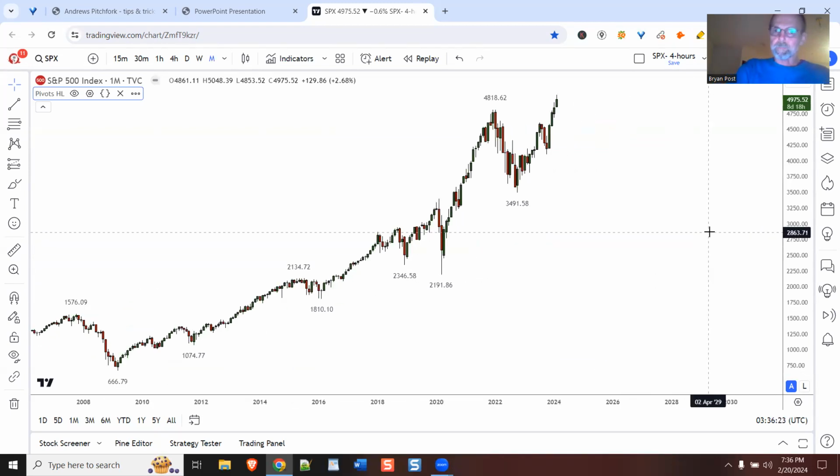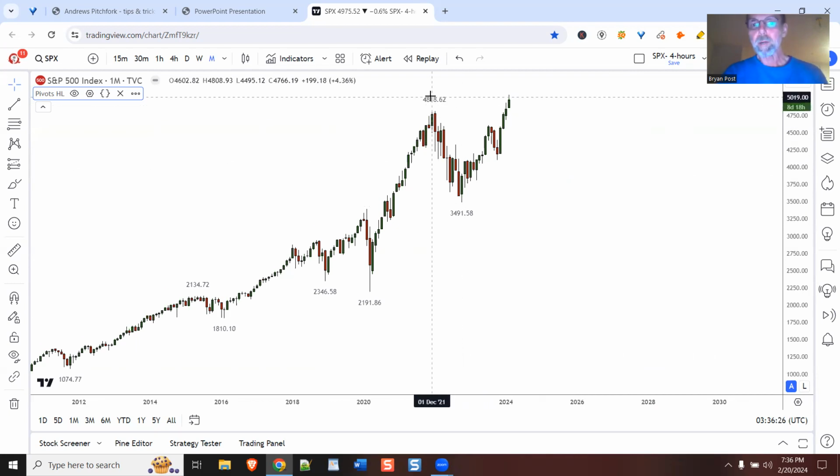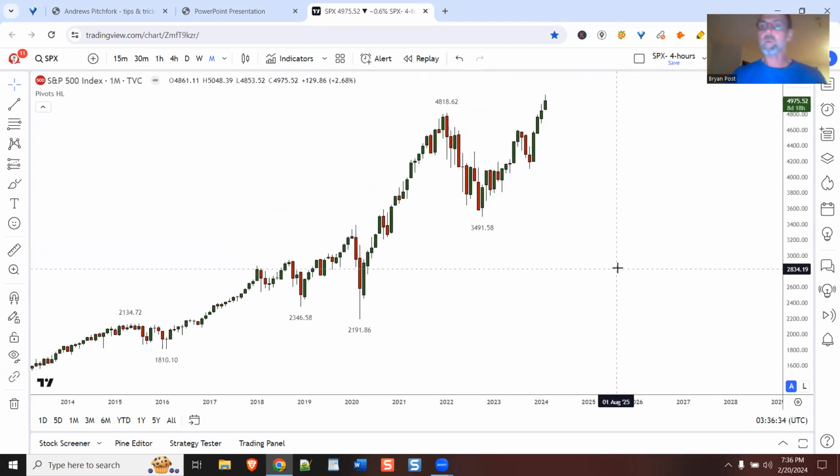So now, when we know these significant turning points, we're at a point where we can apply an Andrews pitchfork, because the Andrews pitchfork is based on 3 drawing points, 3 pivot points, 3 swing points, whatever terminology you want to use. To draw a valid Andrews pitchfork, you need 3 swing points.